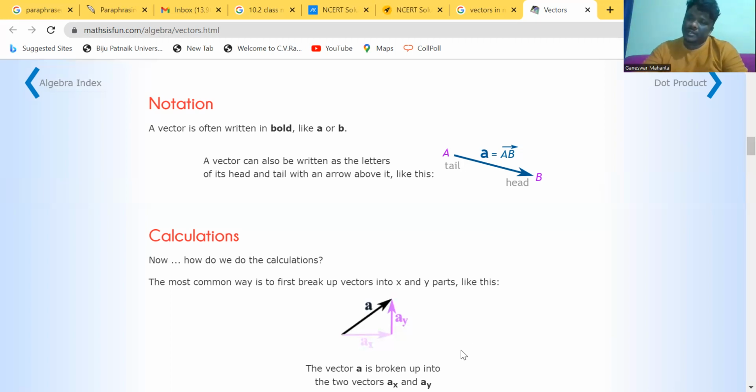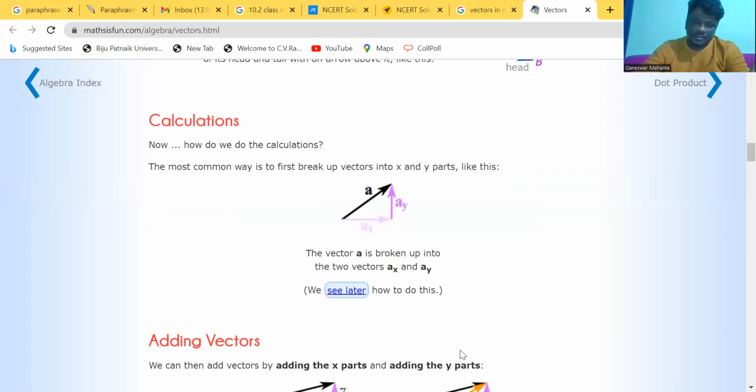Calculation: how do we calculate it? What is the calculation procedure? How do we have to evaluate this? The most common way is to first break up vectors into X and Y parts. First we break up, one in the X direction, another in the Y direction. This connection is the diagonal, just represented here.